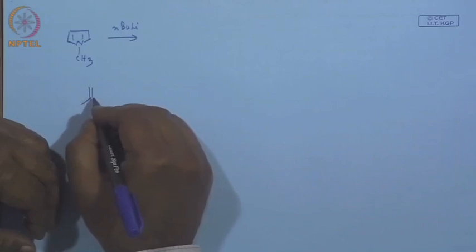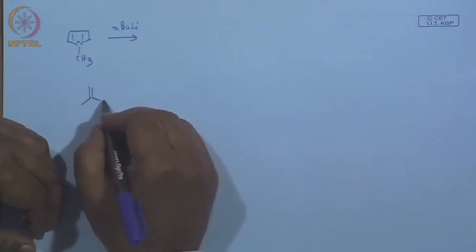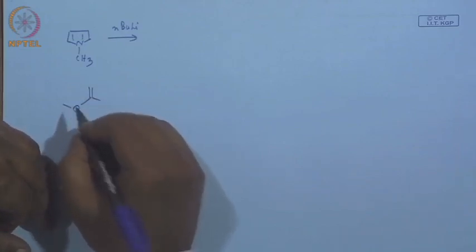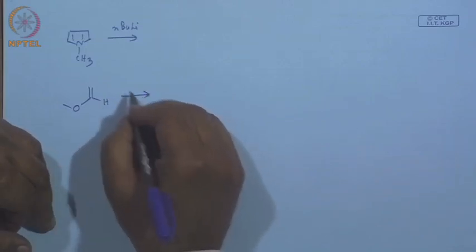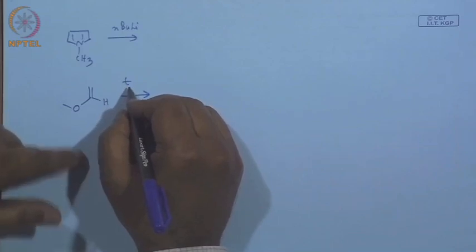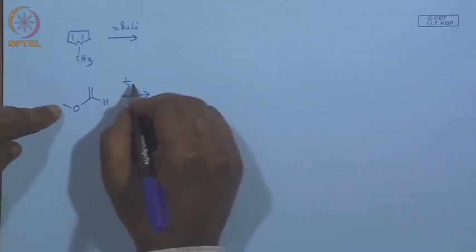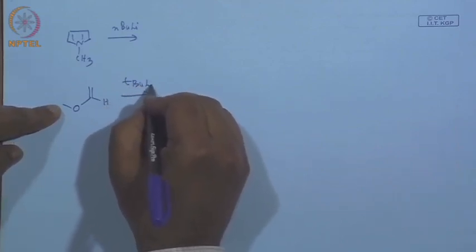For example, I think I told you before, this is a nice way of looking at. This is one of the very useful reactions. You begin with a vinyl ether. Now, you have a CH3 up here, then you use tertiary butyl lithium.